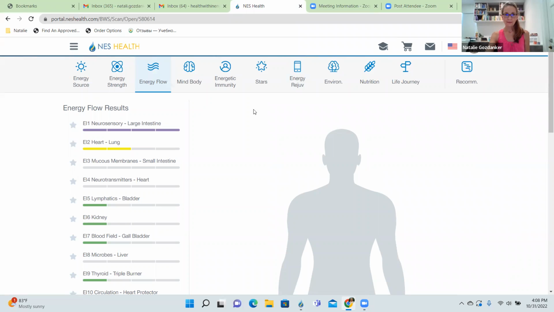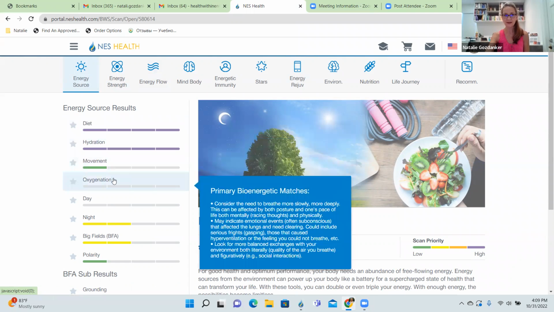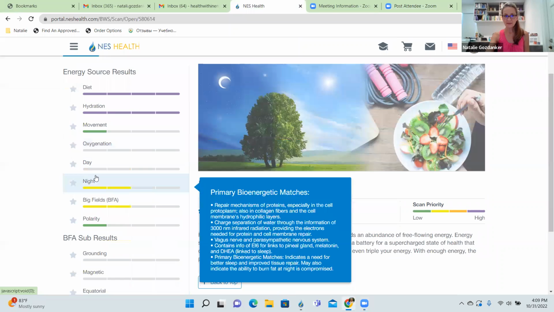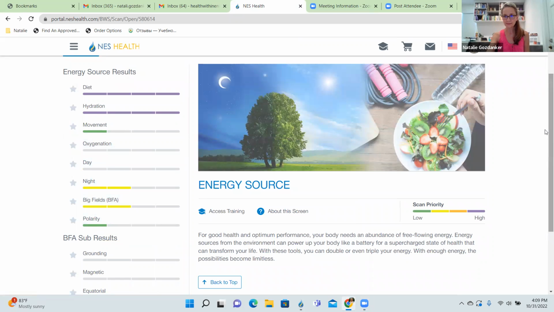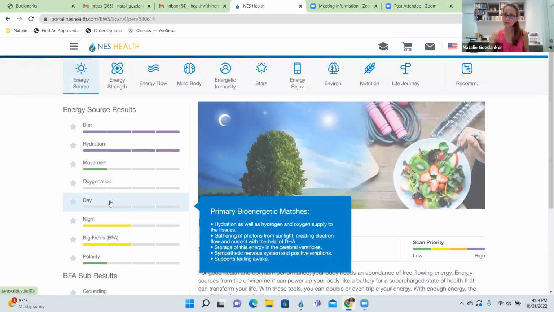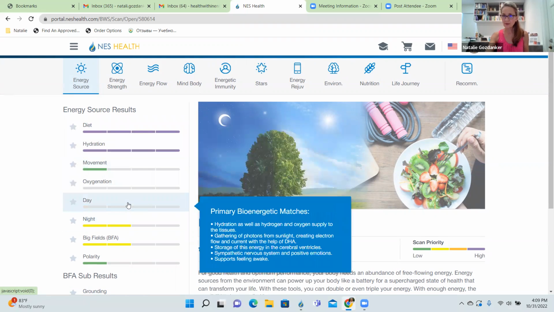So you remember last time, we spoke about energy source. This is the way for us to exchange energy with the environment. We spoke about different ways of exchanging energy with the environment, such as diet, hydration, movement, oxygenation, our alignment with the big field alignments of the earth, the circadian rhythms, grounding, and so on. This is absolutely crucial for the organs to derive energy from the environment. It is almost the prerequisite to anything else in the system.